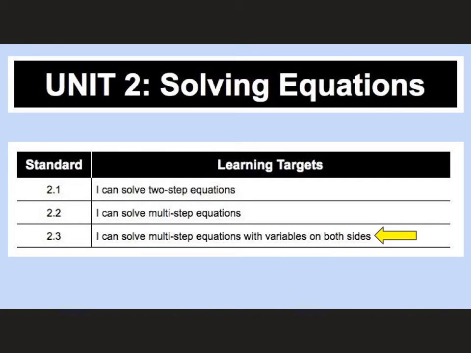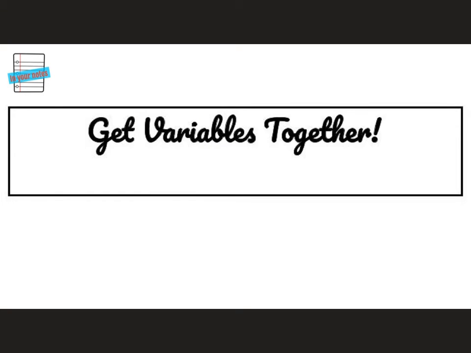You guys have done a wonderful job in this unit. We are already on our last learning target, which will be solving multi-step equations, but now we're going to have variables on both sides of the equation. So similar steps to our last learning target. We're going to start by getting rid of those parentheses, if we have any.